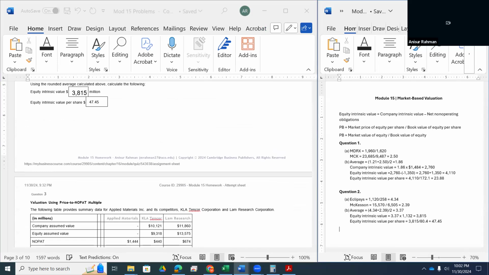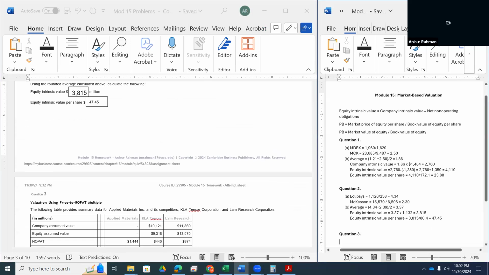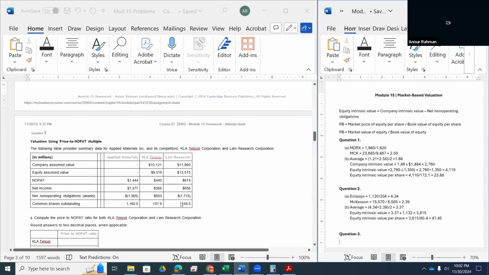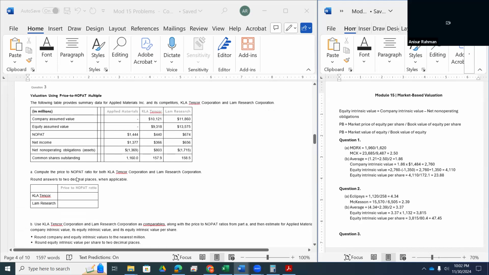Now, question 3. So question 3 is asking us to calculate the price to NOPAT ratio. So price to NOPAT, so price divided by NOPAT. So for KLA, the price is, in this case, company assumed value.